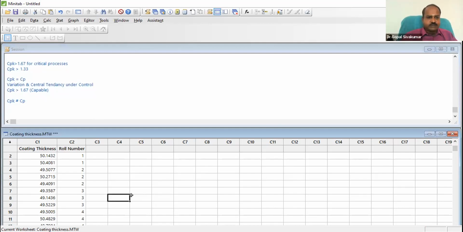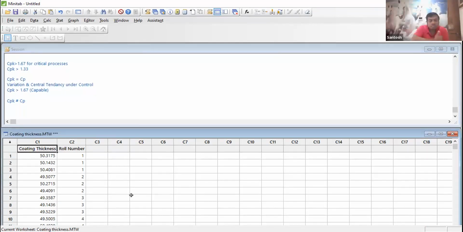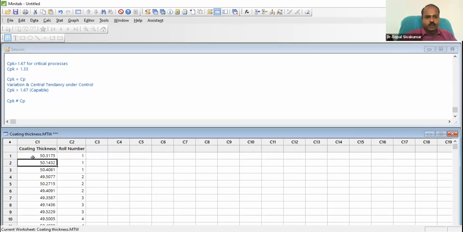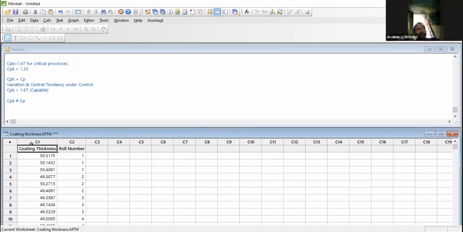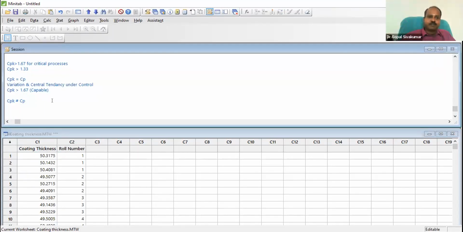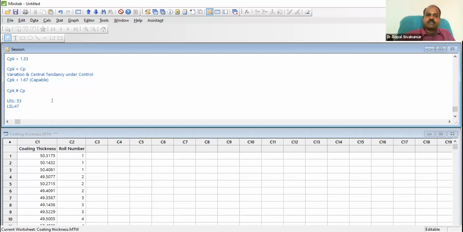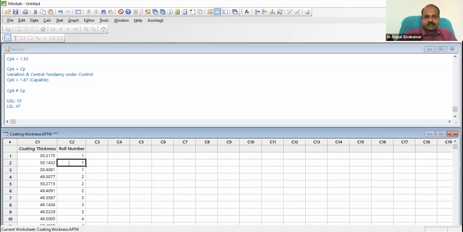So let us do a small case study. See here, what is written in the data? Coating thickness needs to be, let us say, 50 micron or something. And the customer has given a specification: upper spec 53, lower spec 47. So anything between 47 micron and 53 micron is okay, and you want to check whether the process is capable or not.